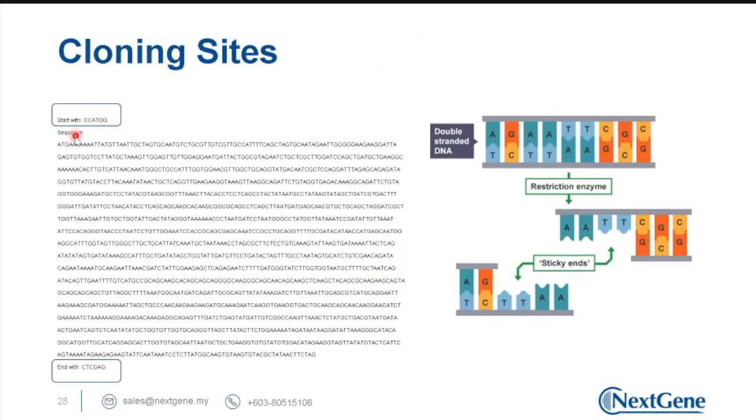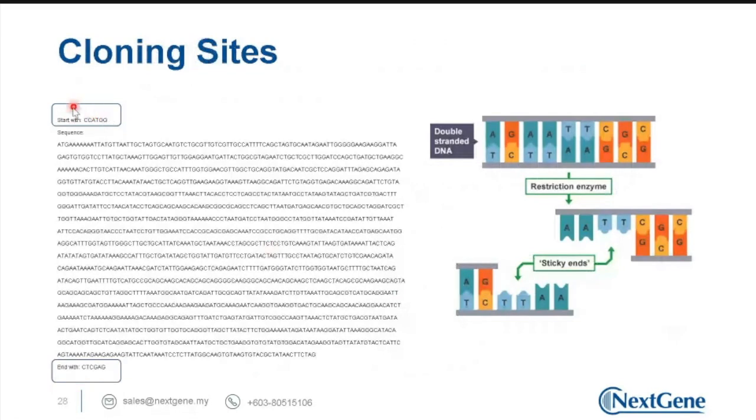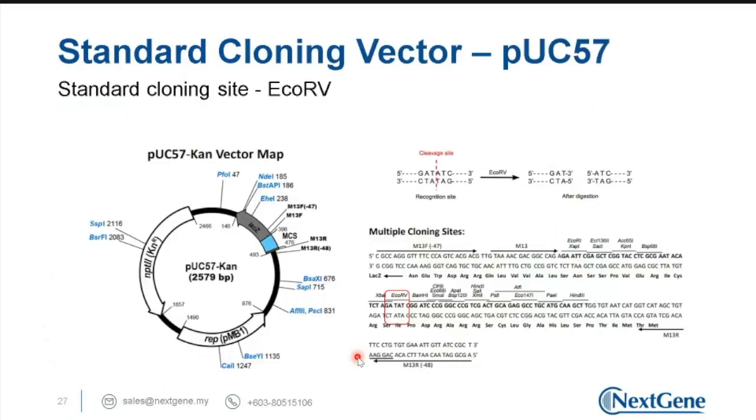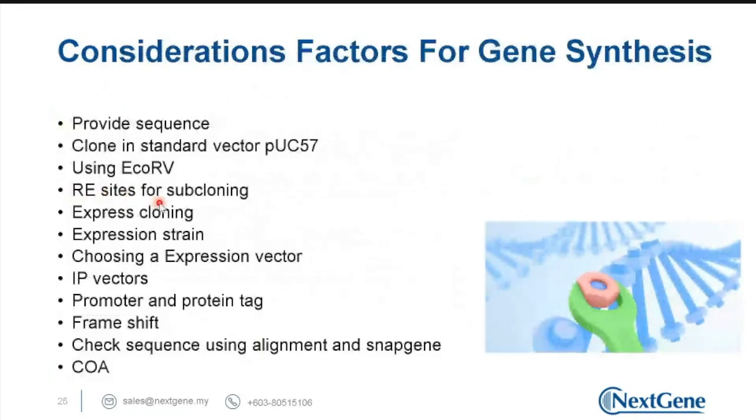For example, this is your sequence of interest. This is the addition of a restriction enzyme site. The purpose or function of this restriction enzyme site is so that after you receive the pUC57 with your sequence of interest here, you can use the enzyme to digest and release this fragment from the vector backbone. After that, you can subclone it into another vector or use it for some other application. So this is the RE site selection for subcloning.